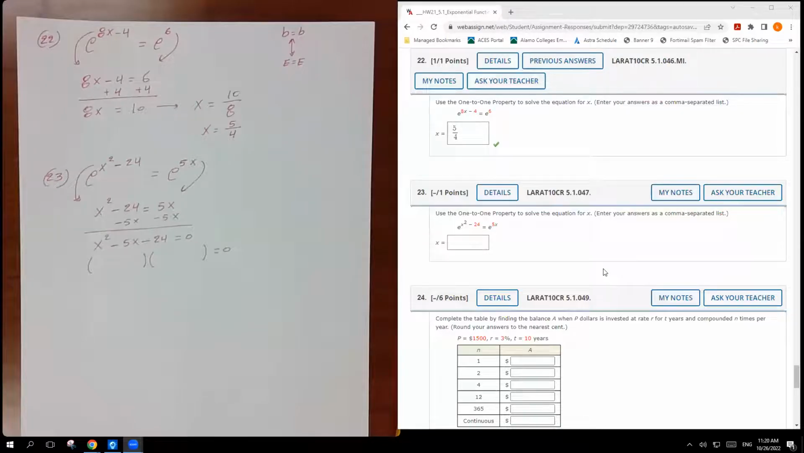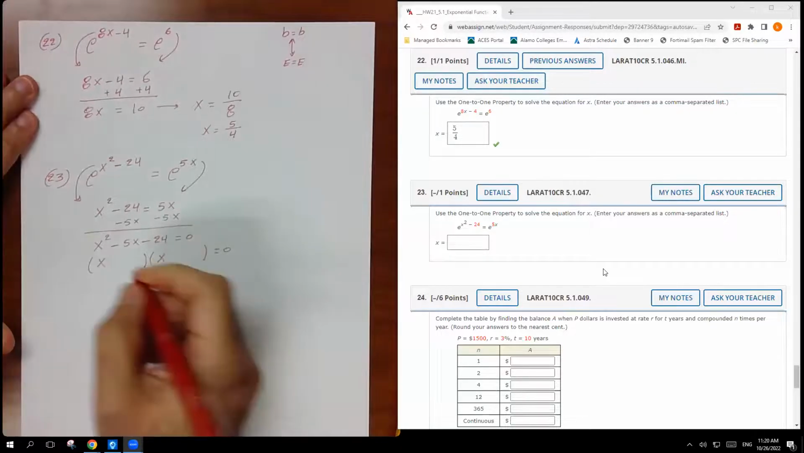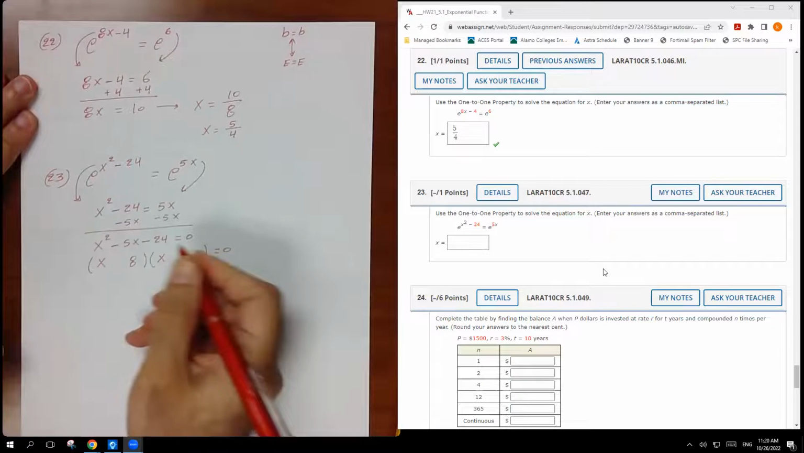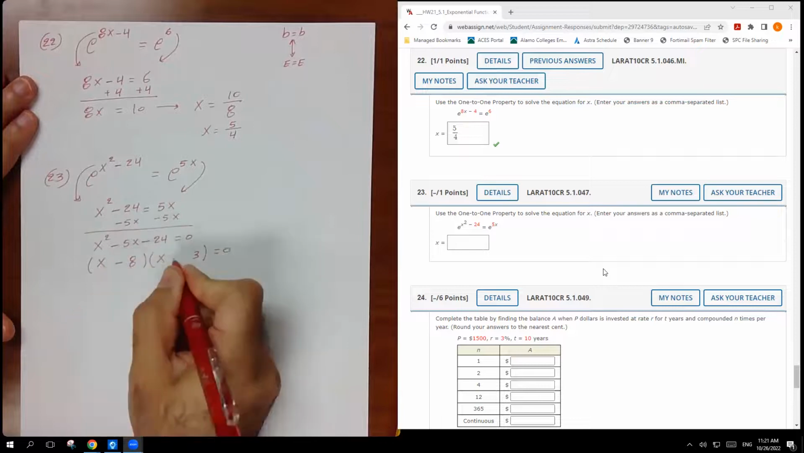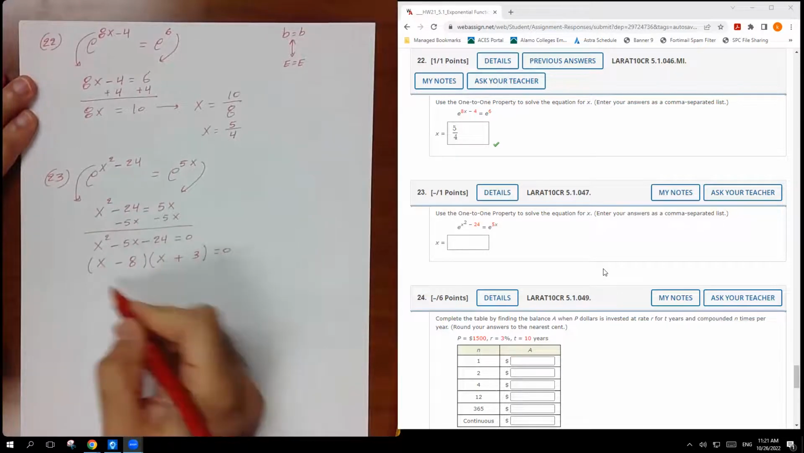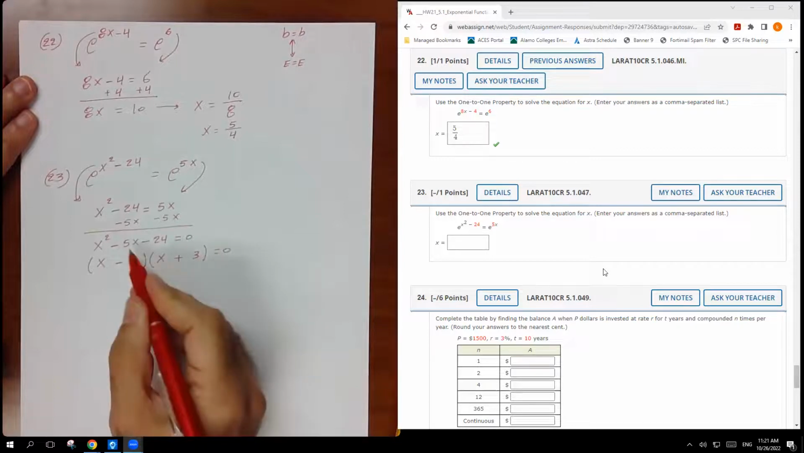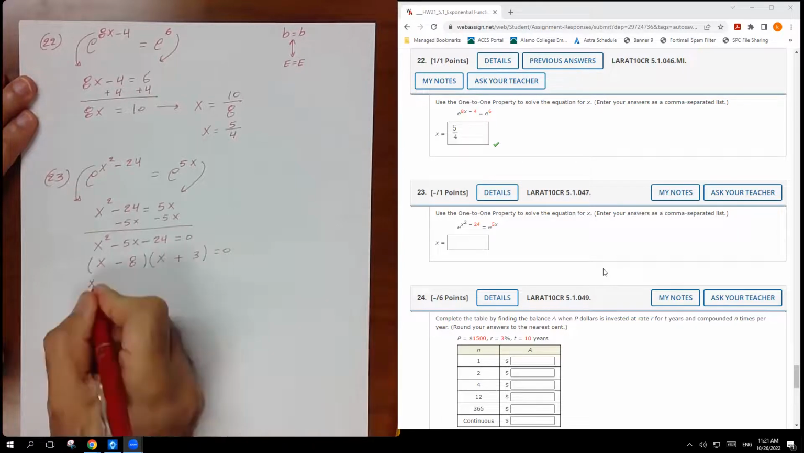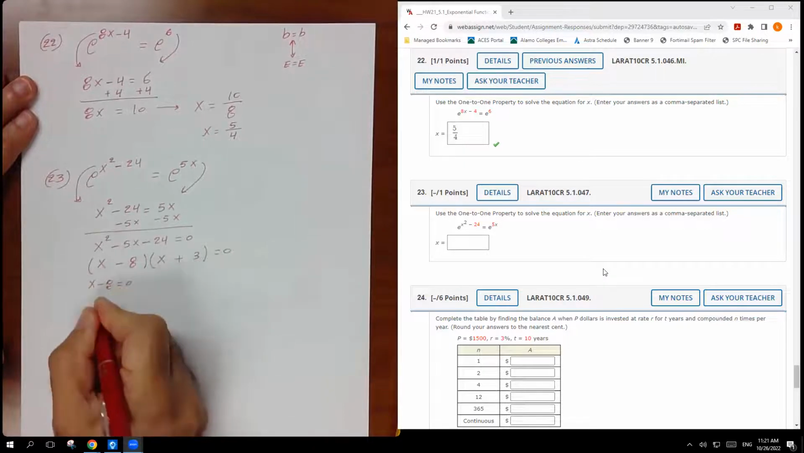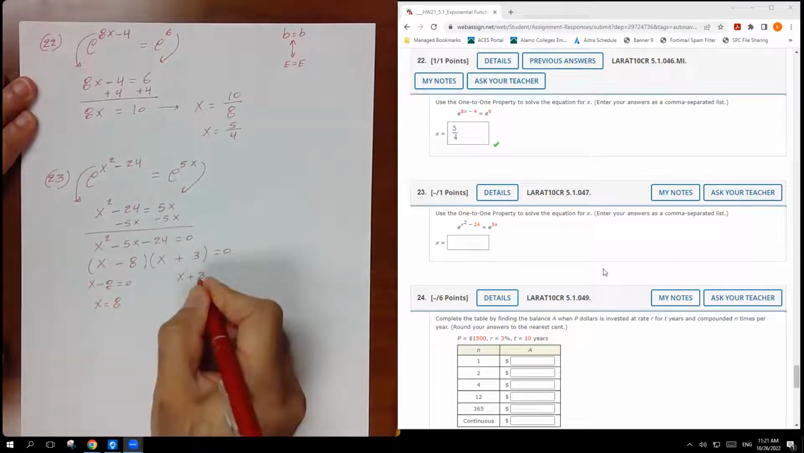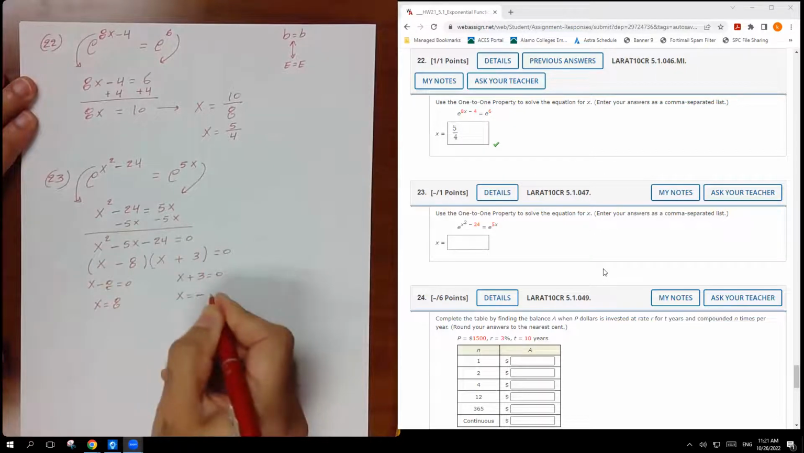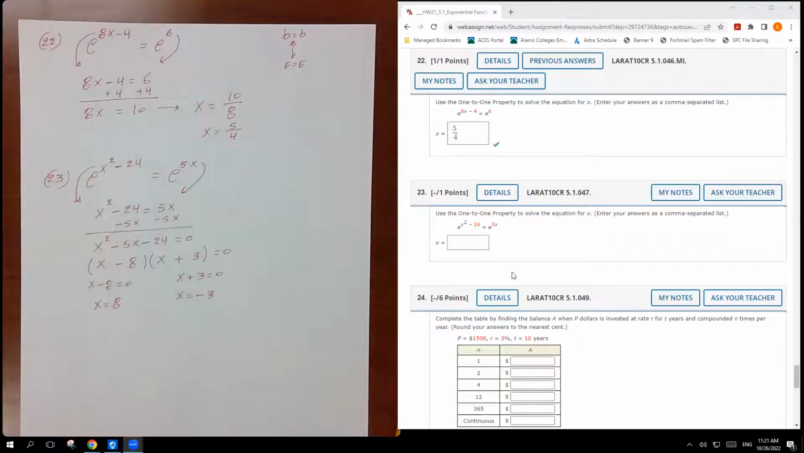So 1x here, 1x here. We're going to put 8 because 24 is 3 times 8, and we're going to put a 3 here, minus, plus. Now it's going to be negative 8x, positive 3x. Add these together is going to be negative 5x. That means x minus 8 equals 0, so x is going to be equal to 8. And x plus 3 equals 0. That means x is going to be equal to negative 3. So we have two solutions for this one. We're going to put 8, comma, negative 3.